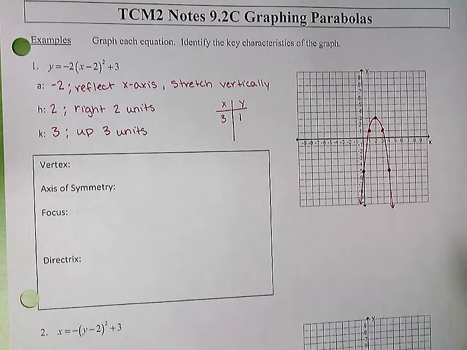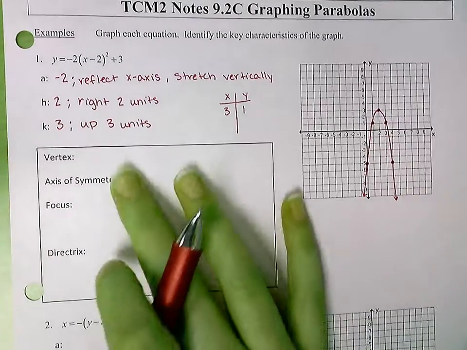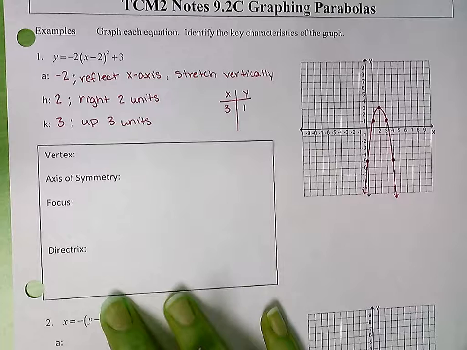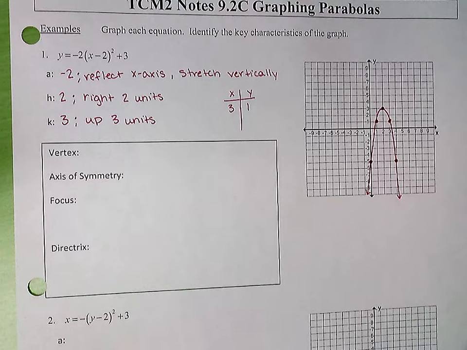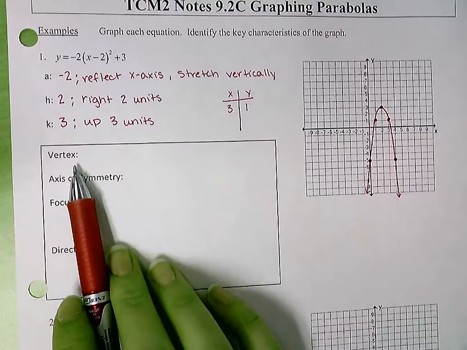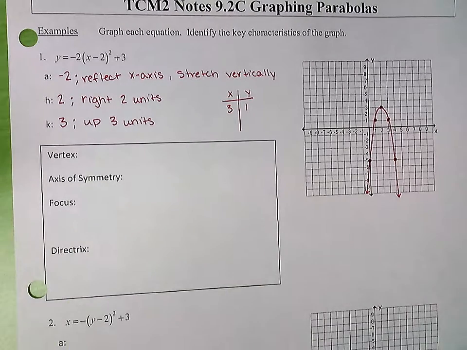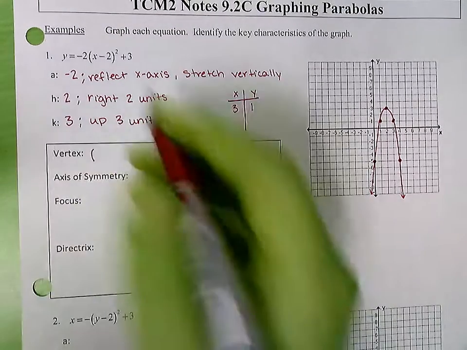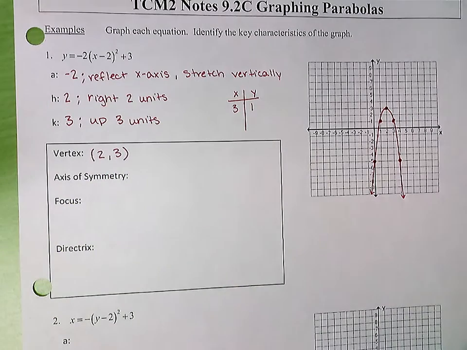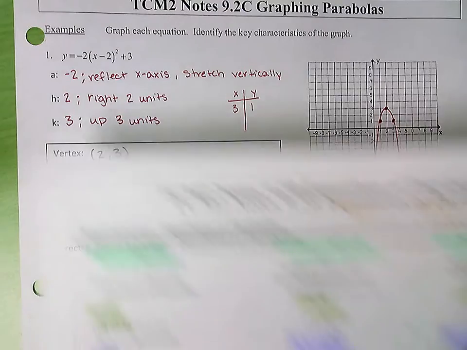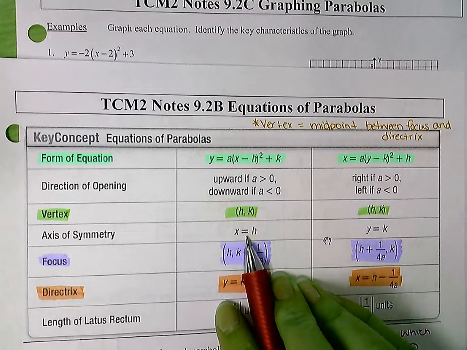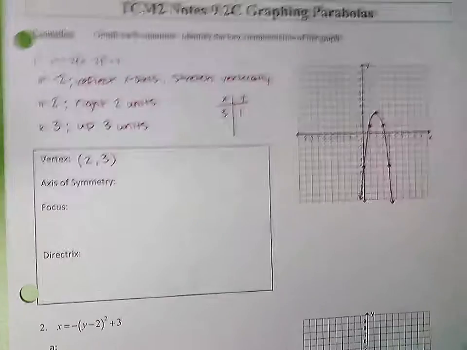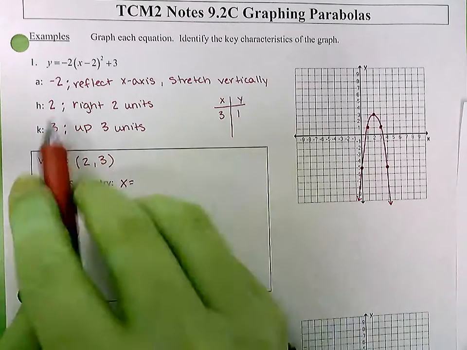So now that we have our parabola graphed, we want to identify some of the key characteristics of it. So that's where this table comes in handy. Okay, so we want to identify what the vertex is. Your vertex is H comma K. So we already labeled what H and K were. So our vertex will be at 2, 3. H comma K. Your axis of symmetry, if you're looking at your table, okay, that's this one right here. So it'll be x equals h. And our h value was 2.